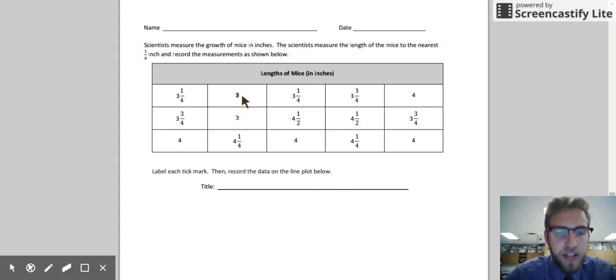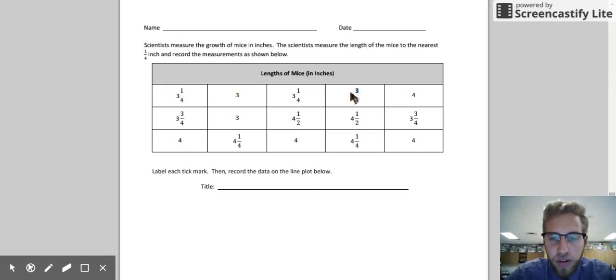So this must be 3 long. This mouse must be 3 long. This mouse must be 4 long. And when we're saying 3 long or 4 long, we're wondering 3 what? How long is this? When we look up here, it says in inches. So this must be 3 inches. This must be 4 inches. Here must be 4.5 inches. This must be 3 3/4 inches.